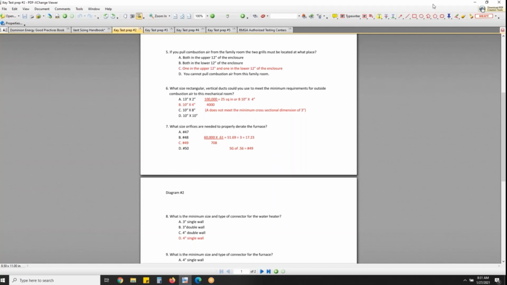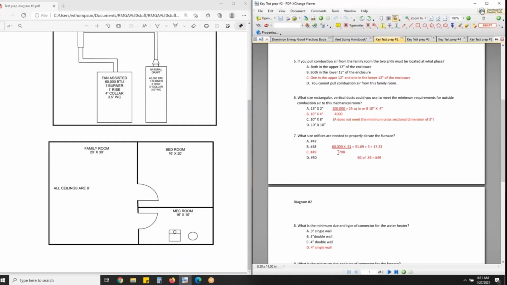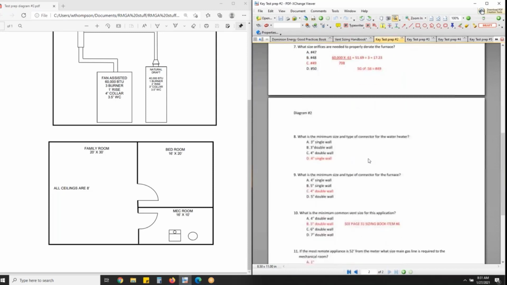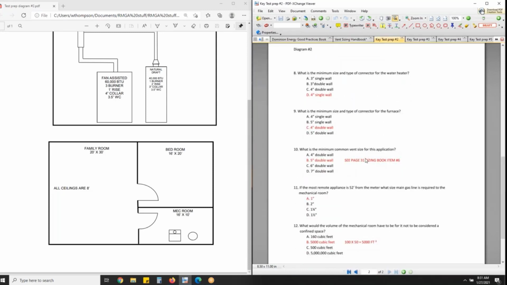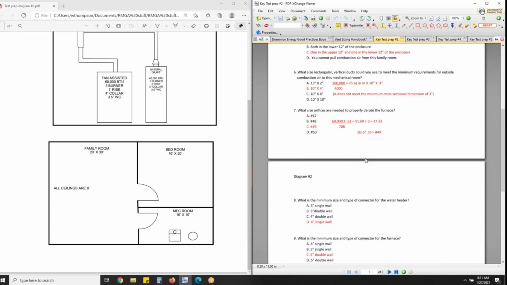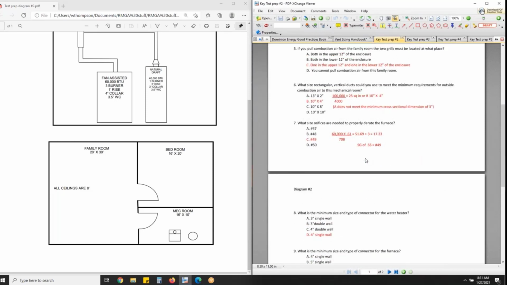What size orifices? Oh, let me get this back down so we can see our, okay. Orifices. Everyone come up with the number 49 on that one. Good. Everyone's shaking their head. Yes. Good job, guys. Look at all you guys. Can you walk us through that? Because I got the last one right, but can we walk through it just so I kind of get it down a little bit better?